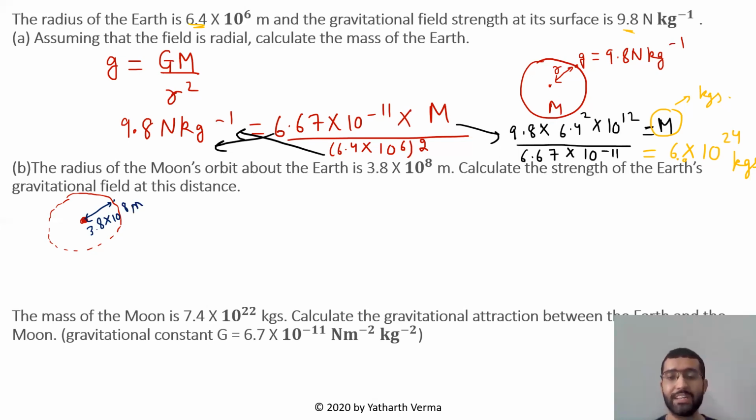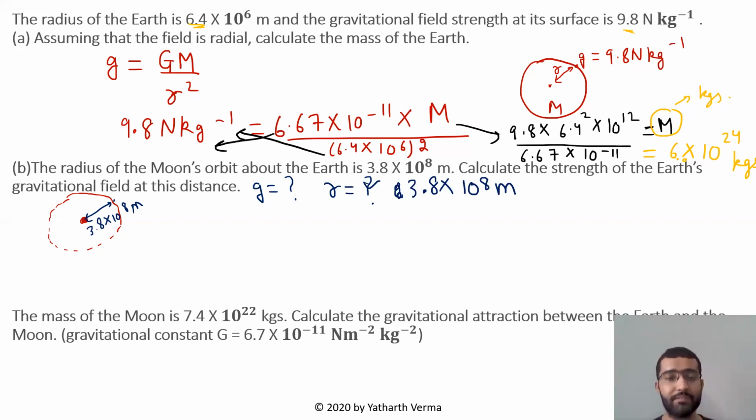We have to find the strength of Earth's gravitational field. So Earth is the one creating the gravitational field at this distance. So in the orbit, we have to find what field Earth is creating. So we need to find the value of g. We have the value of r, which is the distance between the point and the center of the Earth, right? So this is given to us. See here, r is not the radius of the Earth. It is the distance of the orbit from the Earth, which is 3.8 into 10 raised to 8 meters, right?